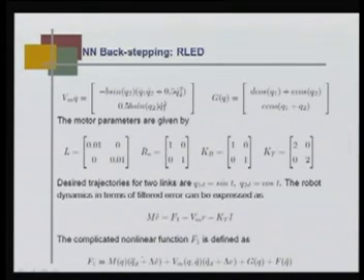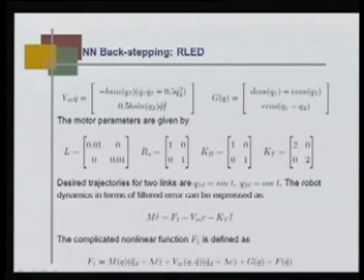Then you see that my Coriolis force vector is given by this particular expression, and G(q), the gravity force, is given by this particular term. The motor parameters are given: L is given here, R is given by this, K_b is given by this particular matrix, and the torque constant is given by this, because you have two links, so two motors. That is why you are seeing these are all matrices. The desired trajectories for the two links are q1 is sin t and q2 is cos t.